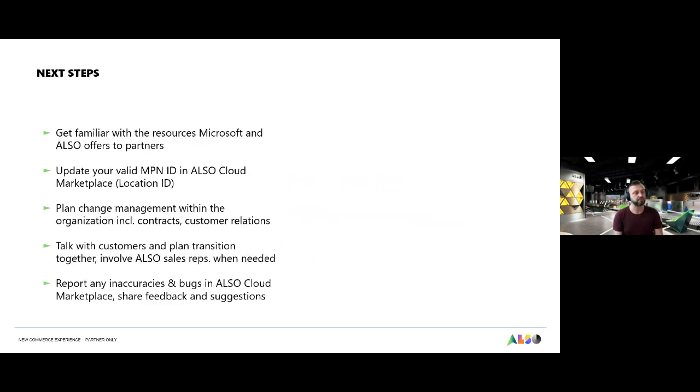It's also important that once again, you update your MPN ID and you start planning the change management internally to make sure that you implement certain processes when you work with your customers, and talk to your customers about the changes and start planning the transition if you haven't started it yet. It's very, very important that you plan this in advance. There are possibly some errors in the marketplace, some bugs. So if you see something that's not behaving as you expect, please report that immediately to us. We will react very fast to these things, and we'll try to assess it. And if there is something wrong, then we'll try to repair it as soon as possible.